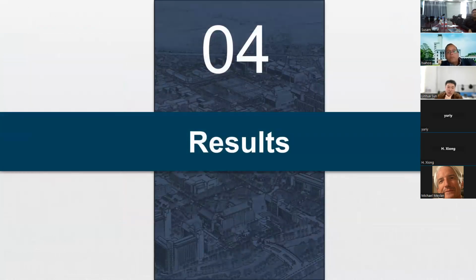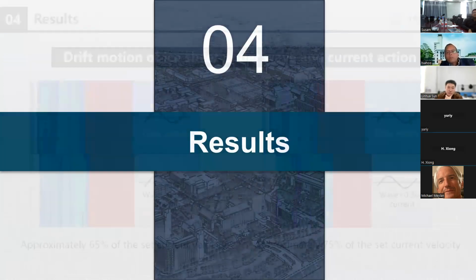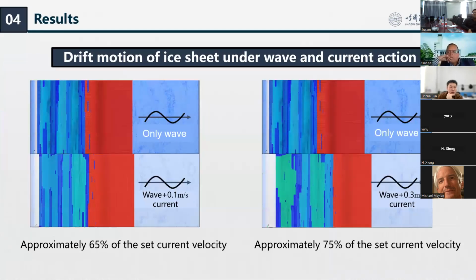The last part is the result. First one is drift motion of ice sheet under wave and current action. This means that waves are the main cause of ice floe fracture, but for ice drift motion, the role of current is more obvious. In addition, it's found that in numerical simulation, the drift velocity of the ice floe is greater than surface drift velocity.